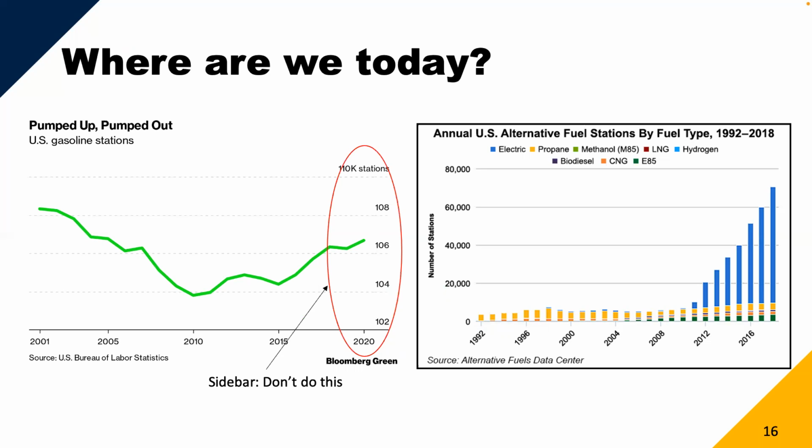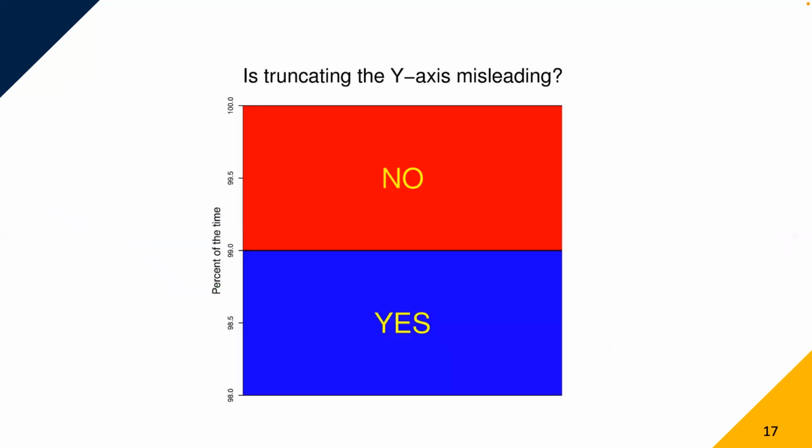Okay, and so I'll just quickly sidebar. Don't do this. Your y-axis should be at 0. It's a pet peeve of mine. Is truncating the y-axis misleading? No. Yes, but then, right. This accounts for 1%, not 50%. Okay, so don't do that.